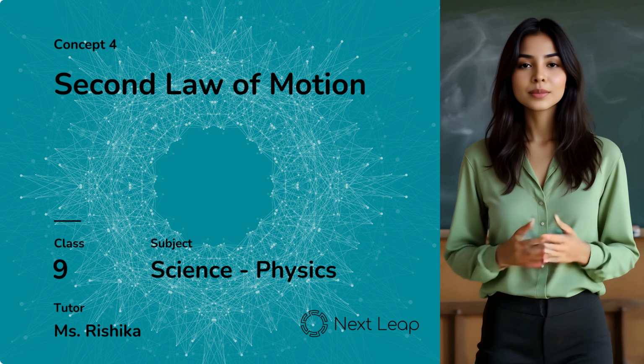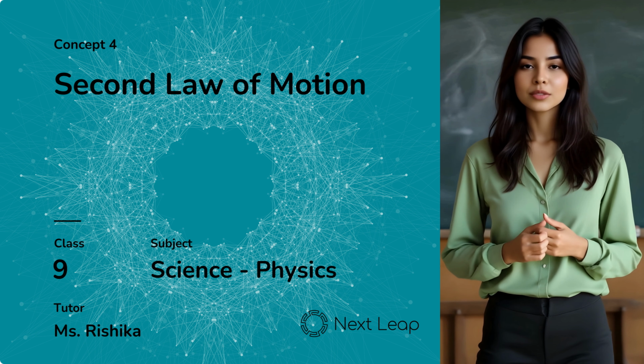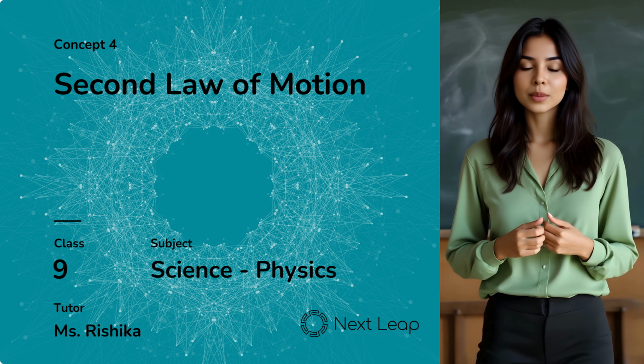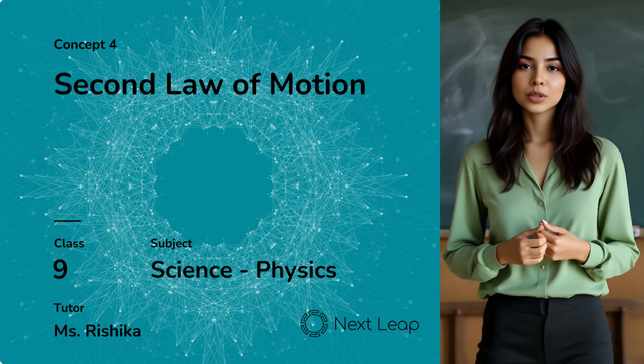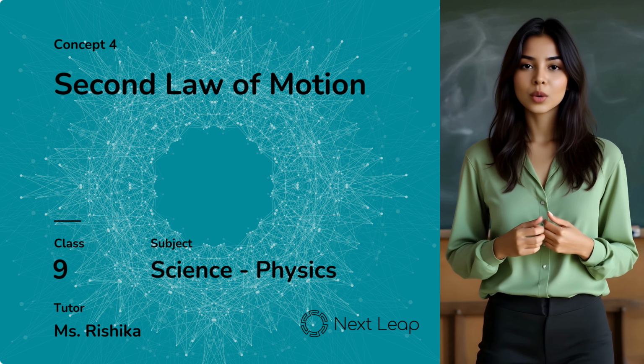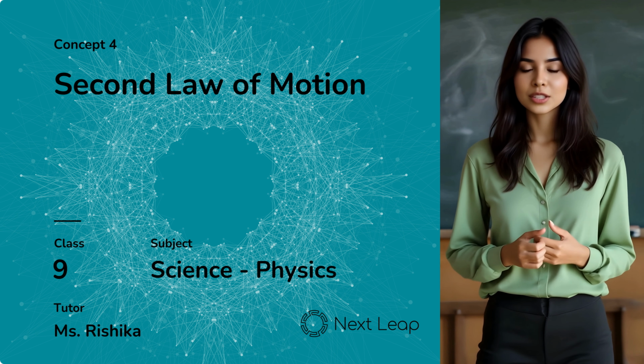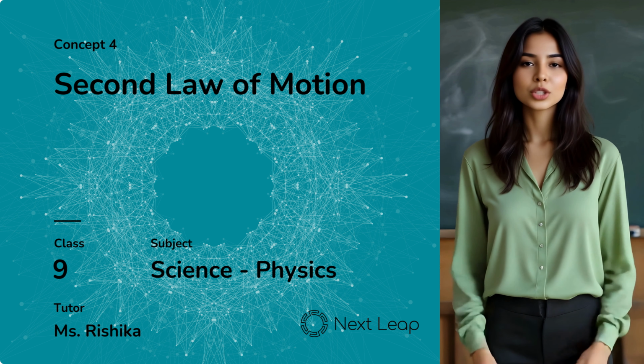Hello learners. Let me ask you something fun. What's the difference between getting hit by a cricket ball and a table tennis ball? Both are small, both are round, but only one sends you running for first aid. The difference is explained by Newton's second law of motion.